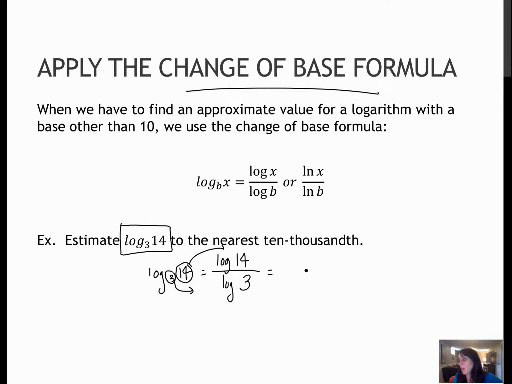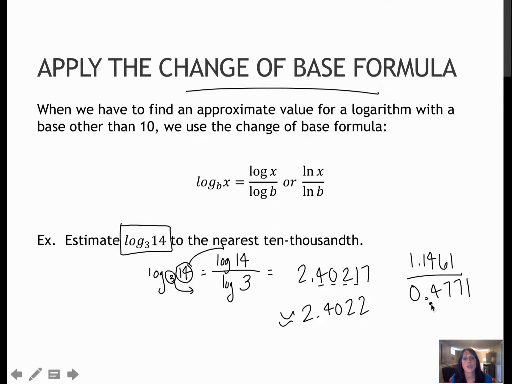I came up with 2.40217. So if I'm rounding to the nearest 10,000th, that's 10th, 100th, 1000th, 10,000th, that would give me 2.4022. Use those squiggly equals to denote that we have rounded that solution. Even this solution was rounded. I rounded it to one further place.